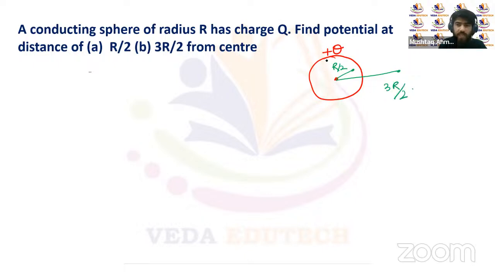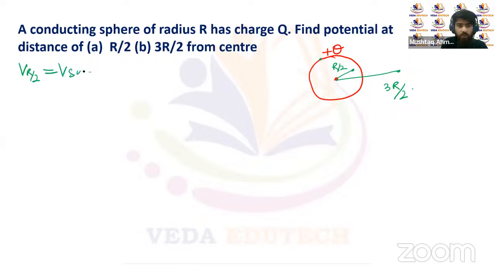Now you can see that inside the conducting sphere, the charge does not reside. The whole charge resides on the surface of the sphere. So the potential on the surface of the sphere has to be the potential inside the sphere. The potential at r by 2 will be the potential on the surface, right?